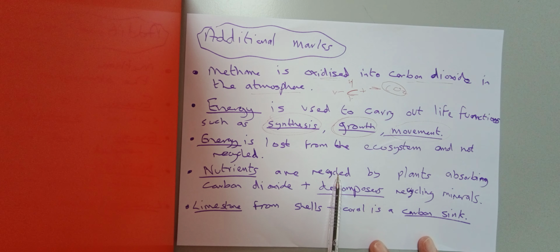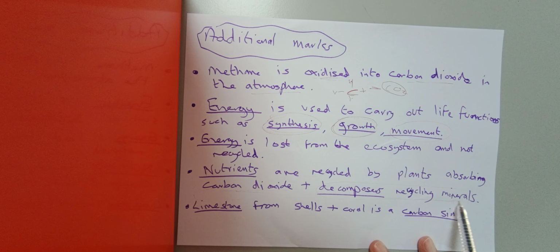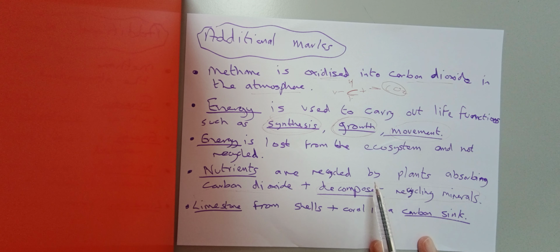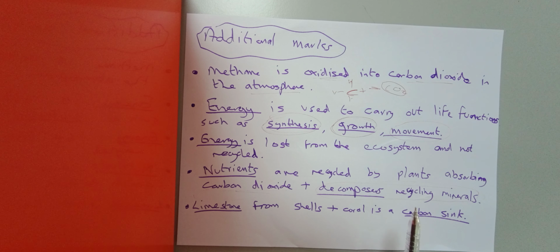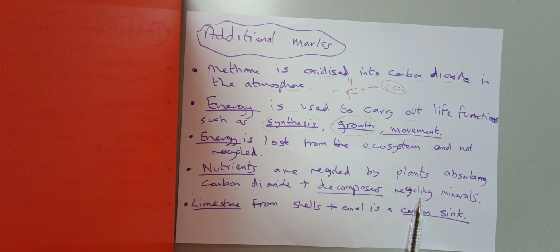Nutrients are recycled, thank God, by plants absorbing carbon dioxide from the atmosphere. So plants will take carbon dioxide from the atmosphere, completing the cycle for carbon. And decomposers also recycle minerals. So the inorganic minerals that you find in the soil, like potassium, nitrogen, carbon, obviously, phosphorus, they are recycled by decomposers. They can break down those molecules, turn them into different molecules, and plants can absorb them. So they're recycled by decomposers.